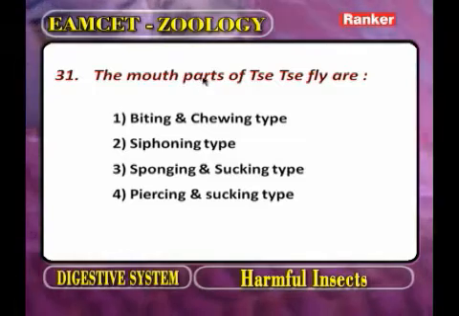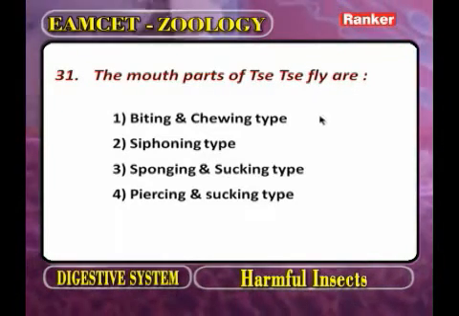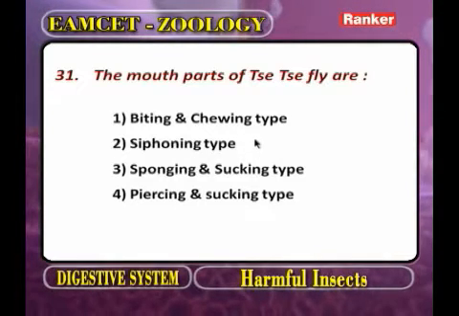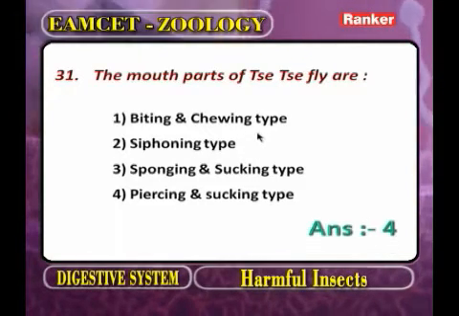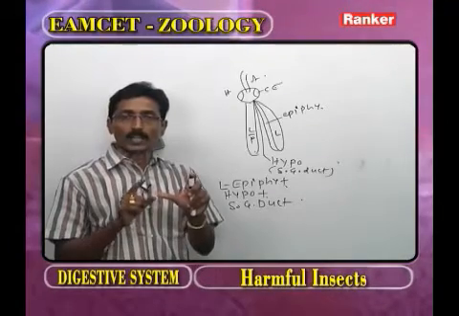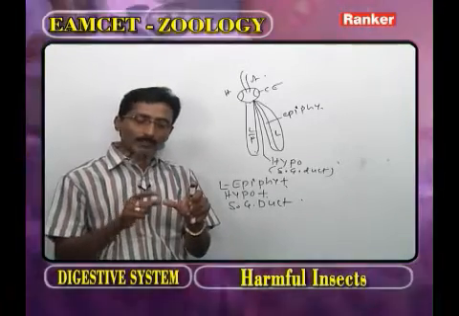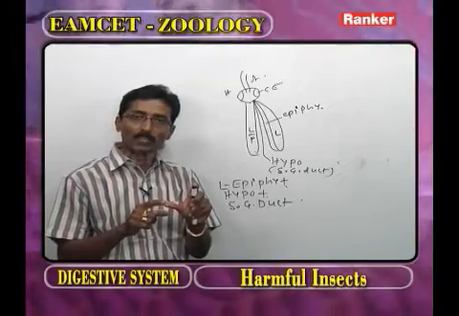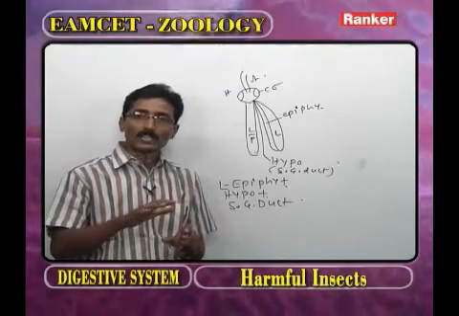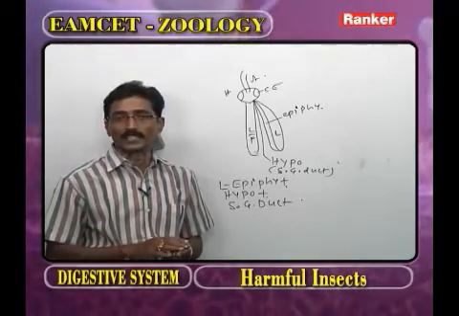The mouth parts of tsetse fly. As we observe the sanguivorous insects, what are the sanguivorous insects? The blood sucking insects. One example is the female mosquito. One example is male and female bedbug. One example is the male and female head louse. One example is tsetse fly, etc. All these are blood sucking insects or sanguivorous insects.